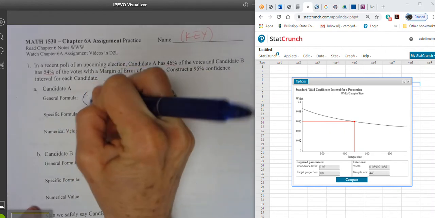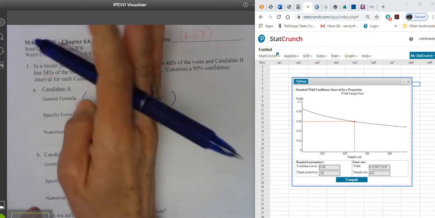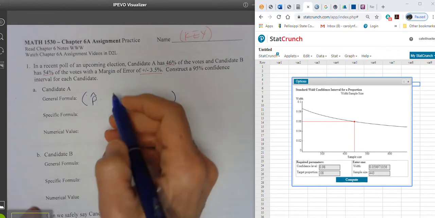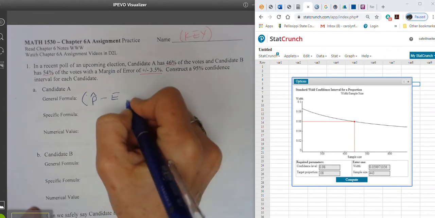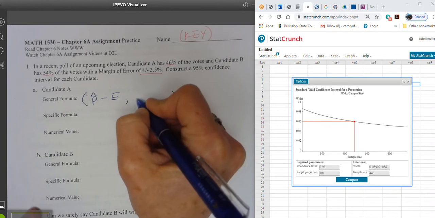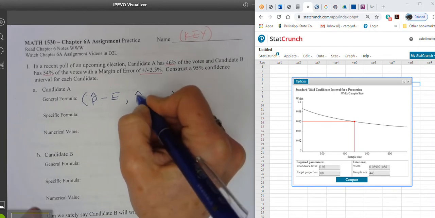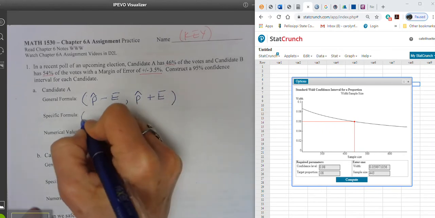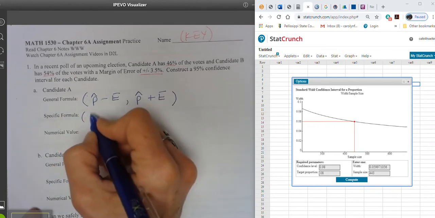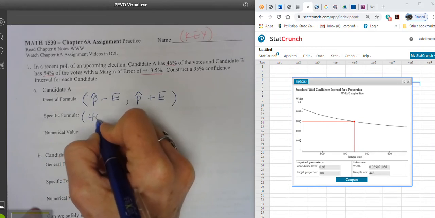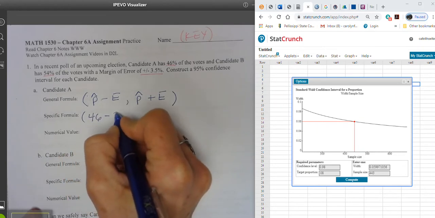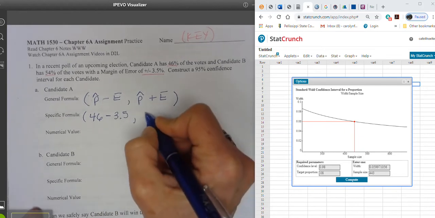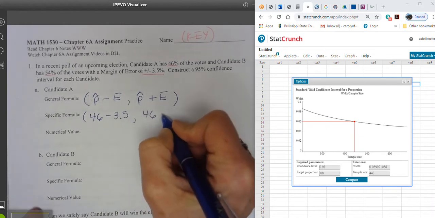The formula, let's write out the formula first, is that you take your p-hat, your best point estimate, and you subtract your margin of error. And then to get your upper limit, you take your p-hat, your best point estimate, and add on the margin of error. So specifically, our p-hat, the best point estimate that we have, is that 46%. We're going to subtract off 3.5% to get our lower limit. The upper limit is the 46% plus the margin of error.